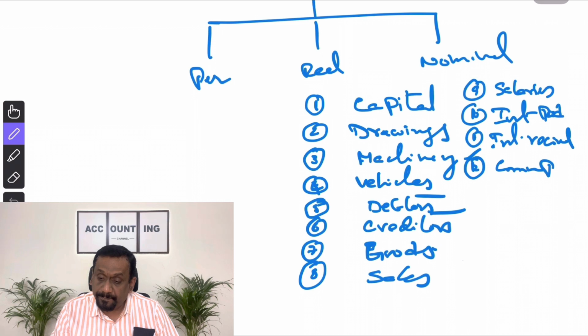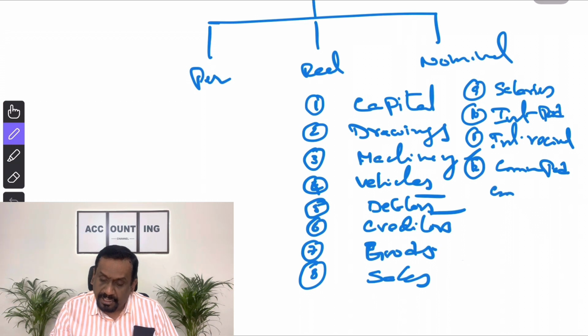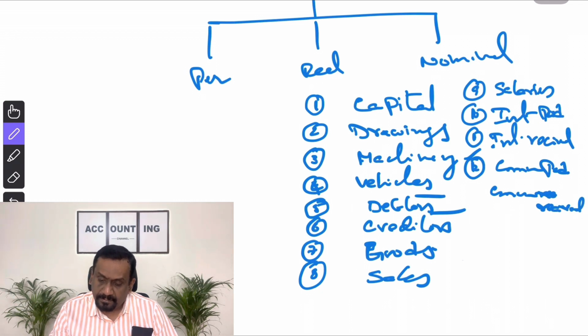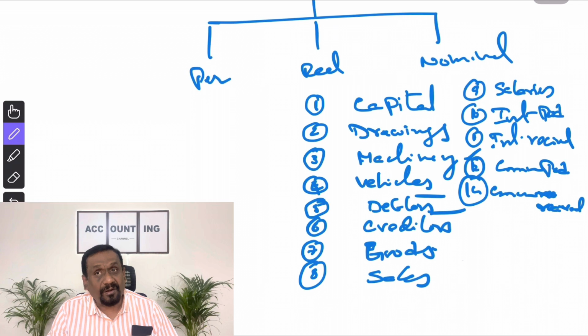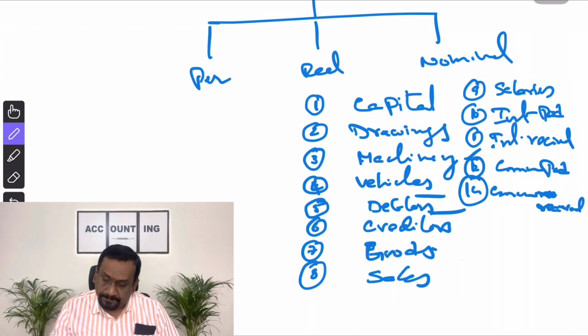Commission paid. Commission paid is an expenditure. So nominal account. Commission received, not receivable. Commission received. Income. Commission received is an income. So it comes under nominal account. Clear? Next.